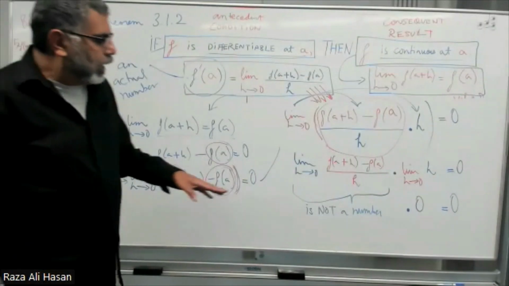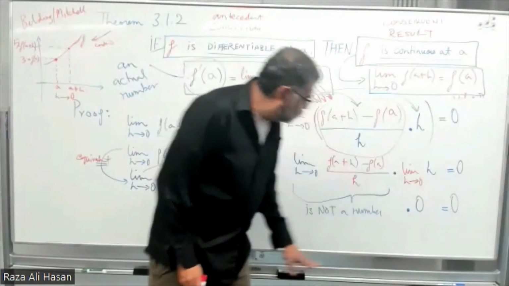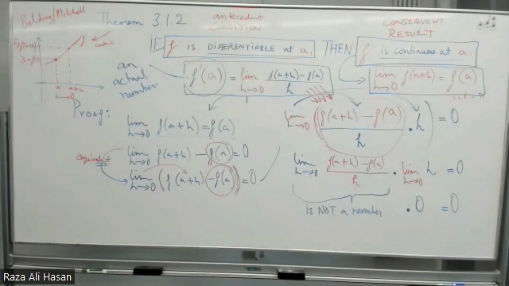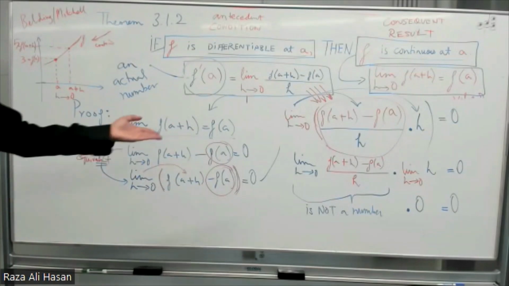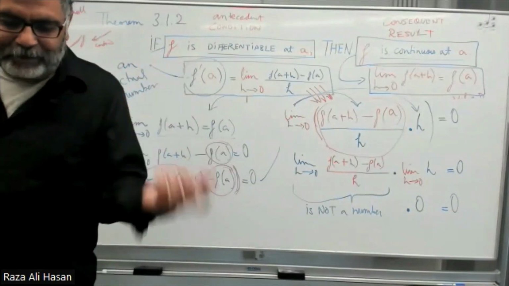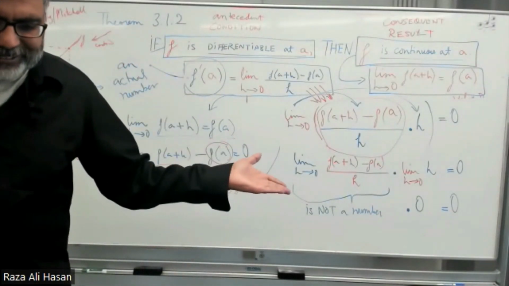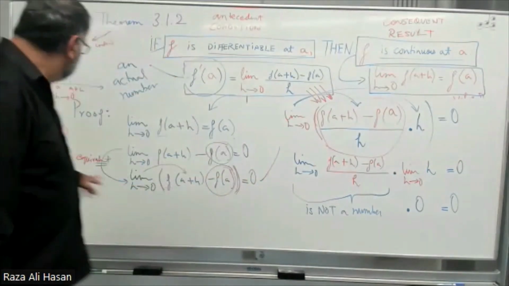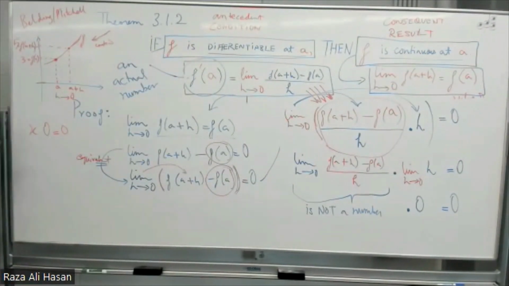Now, can we multiply a number by a not-a-number? No. So this is undefined. This is not a number. You can only multiply numbers by numbers. So this is legit, but this is not legit.